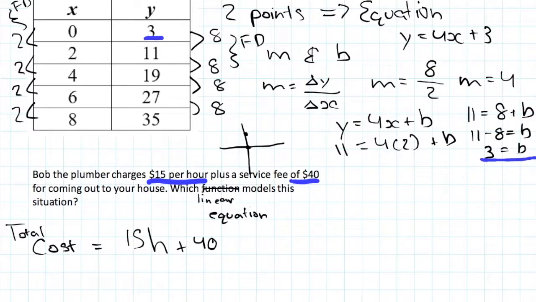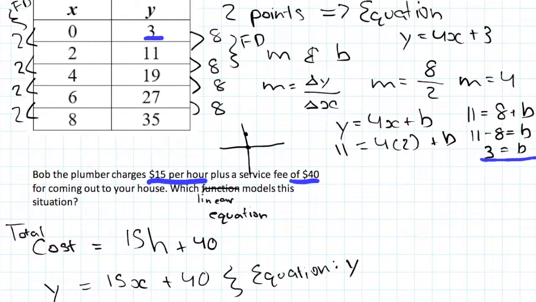I don't know if you saw it right away or not, but this is basically a linear equation. The total cost, which is basically y, is equal to 15x plus 40, meaning that this word problem can also be modeled as an equation in the form of y is equal to mx plus b.